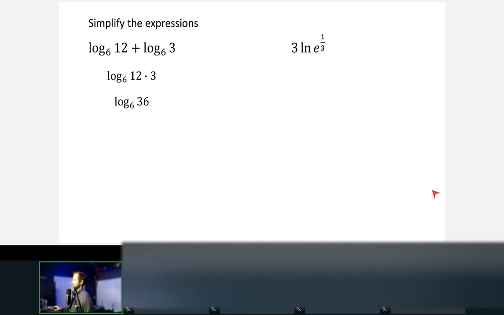So Naomi says 36 is 6 squared. Now what can we do? We're going to move the 2 in front because it's one of our properties. And what does log base 6 of 6 become? Yeah, it becomes 1. So what is our final answer then? Our final answer is 2. Log base 6 of 6 becomes a 1, the 2 moves in front, carries down, and that's it.